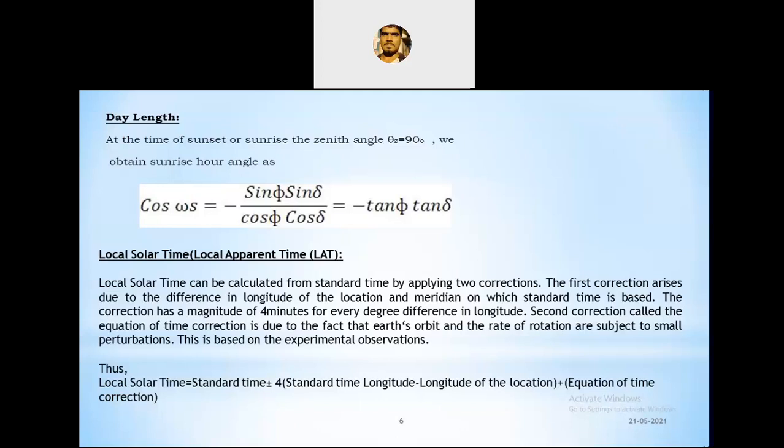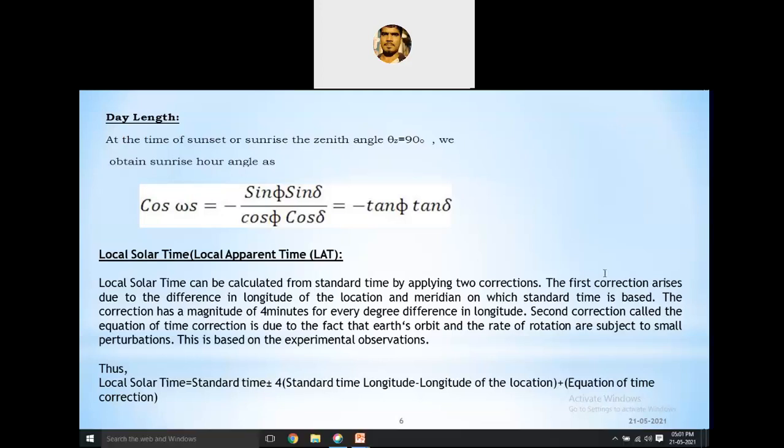The time is not the same. I told you the time is different for different locations on the earth. At one location it may be 5:30, at another location 4:30, and at some other location 2 o'clock. Like this it changes.